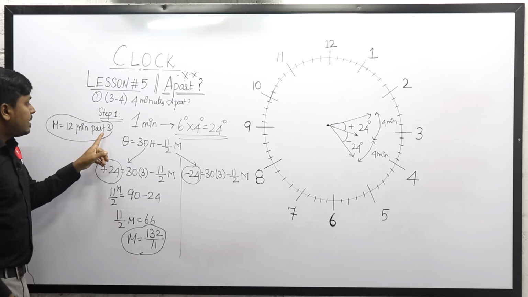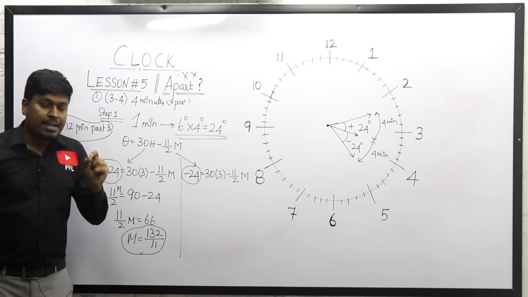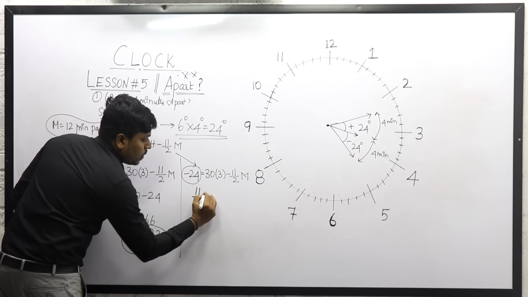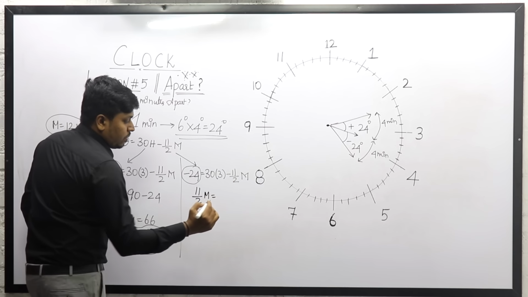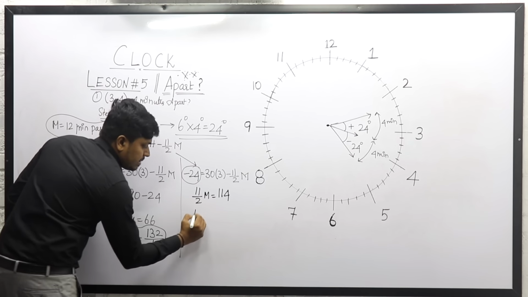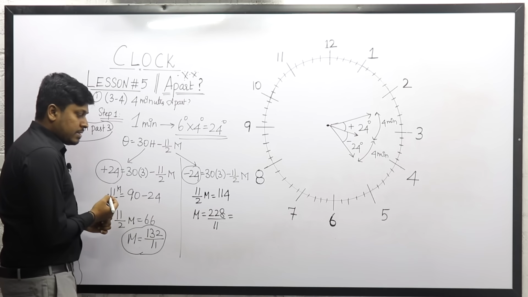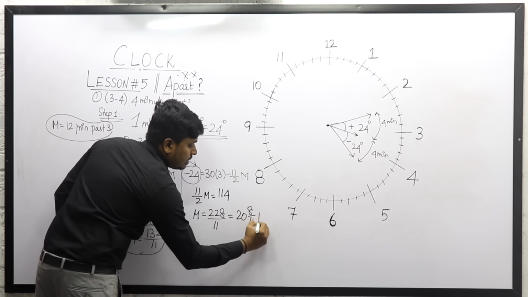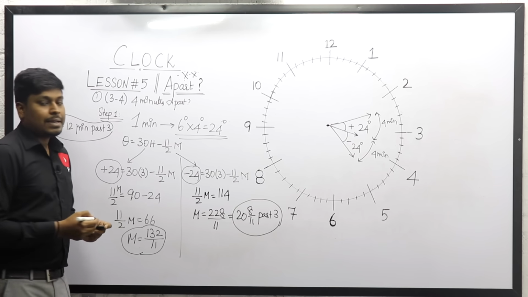So we can say that at 3 hours 12 minutes, the minute hand and hour hand will be 4 minutes apart. And for the second possible, we need to solve this. So 11 by 2 into m is equal to 90 plus 24. So 90 plus 24 will be 114. If you cross multiply, m is equal to 228 divided by 11. If you divide, it is 20 and 8 by 11. So 20 and 8 by 11 minutes past 3. That's it. This will be the answer for the second possible.